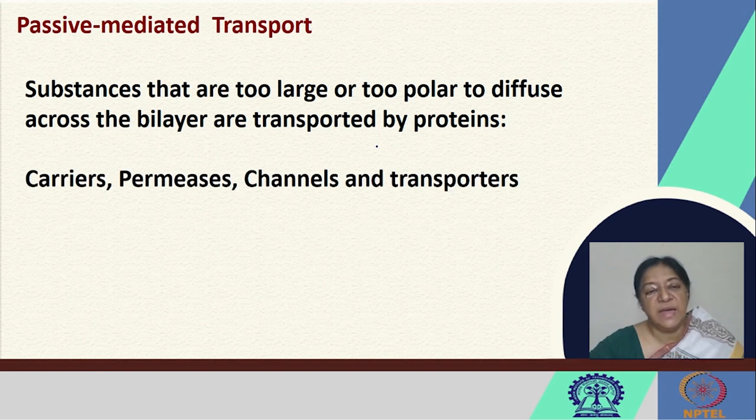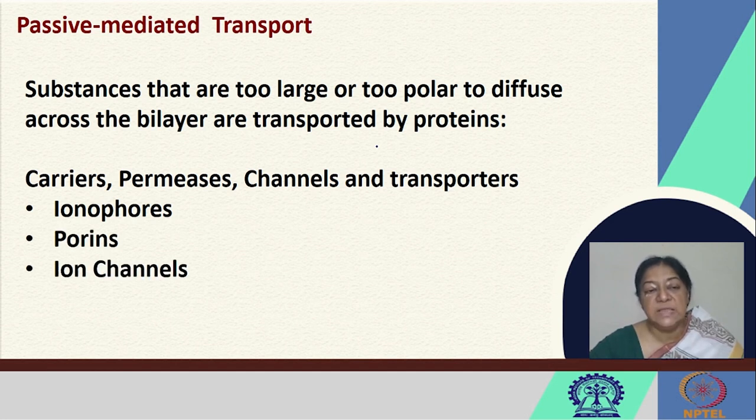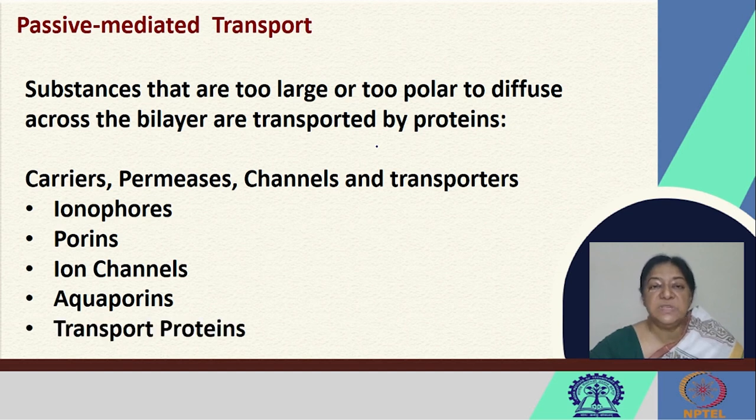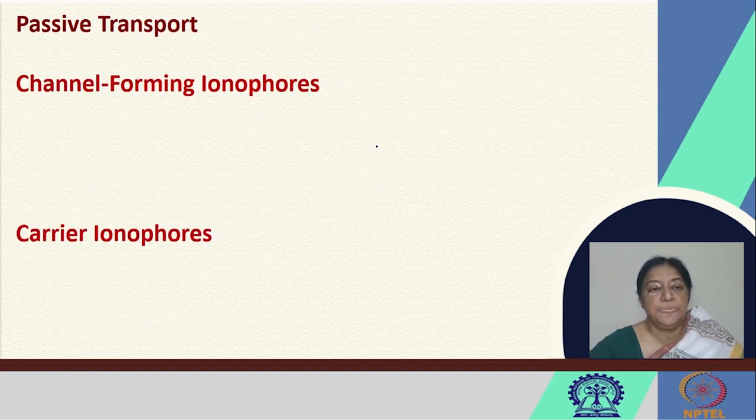These proteins are carriers, permeases, channels, and transporters, and they assist in the transfer of specific molecules across the membrane. They can be ionophores. The carriers can be ionophores. They can be porins. There can be specific ion channels. They can be aquaporins, and as the name implies, the transport of water through the membrane, and specific transport proteins.